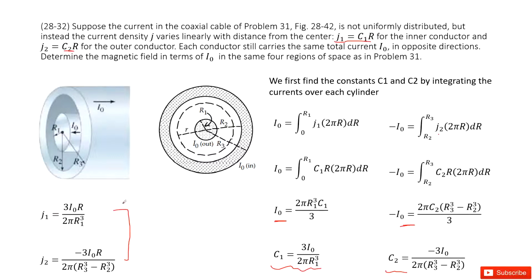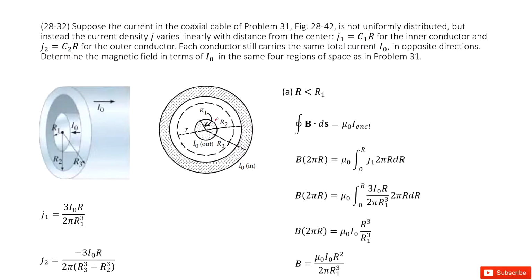After we get the current densities, can we find the magnetic fields in these four regions? Yes, Ampere's law, right? Now for the first case, r is smaller than R1, so we can draw the enclosed path like this. So this is B times the path 2 pi r, equal to mu naught times the enclosed current. The enclosed current is the density J1 times the cross-sectional area 2 pi r dr, integrated from 0 to r. Solve this equation, and you get B equal to the term there.